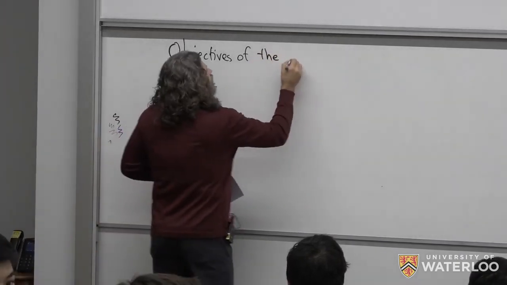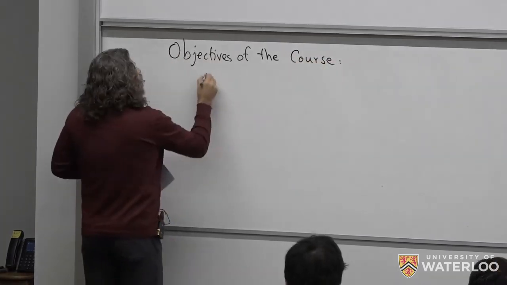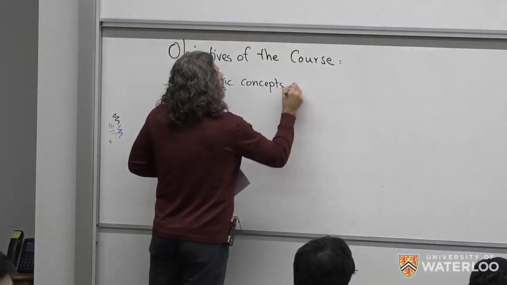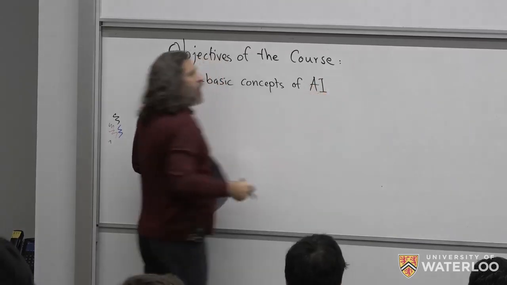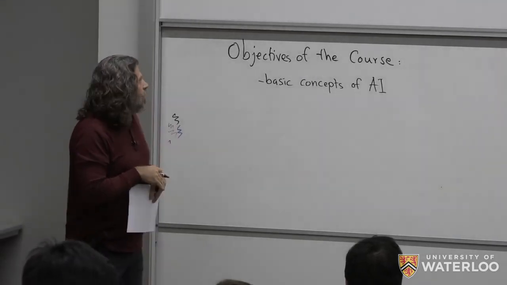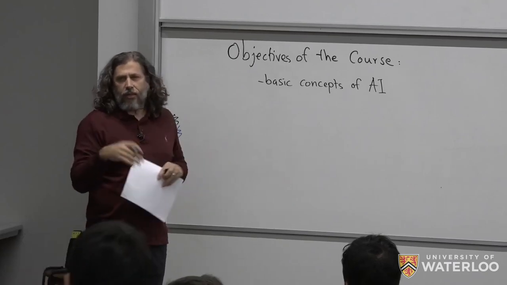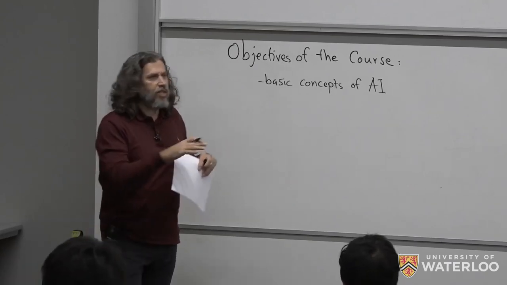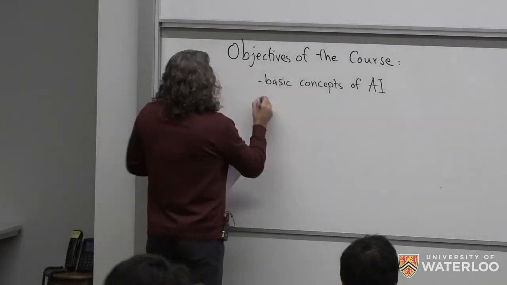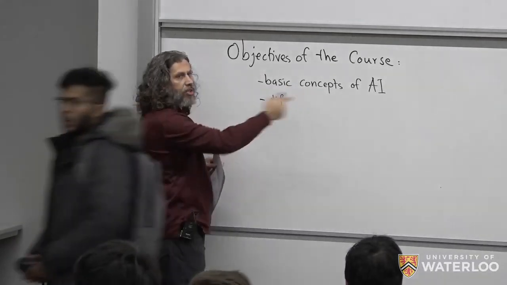So objectives of the course. We want to learn basic concepts of AI, and we will clarify what we mean by AI when we start soon. We want to see what the basic concepts are, not just one or two methods where I look at some YouTube videos and say, okay, method X works like this. But the basic concepts, what are they? Anything that I write here, we want to learn. So this is the objective.